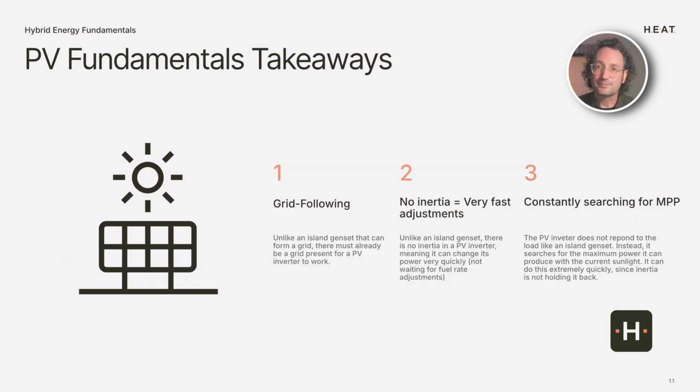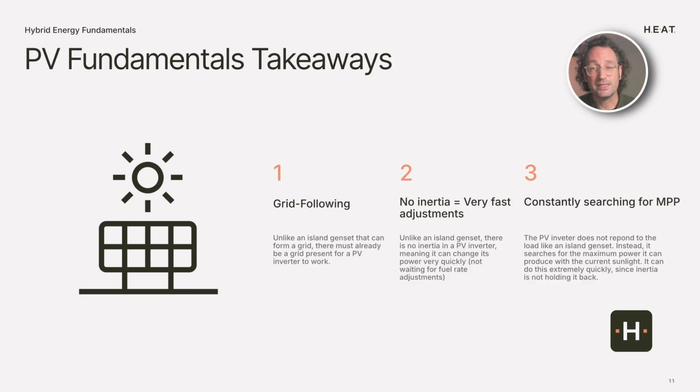And that's it. What I want you to take away from today's lesson on solar PV is number 1, solar PV tends to work in what's called grid following mode. Someone else has to be producing a grid in order for the inverter to work. Number 2, solar PV has no inertia. That means that it's extremely fast and it can change its power output extremely fast as well. And number 3, our solar PV inverter is constantly searching for the maximum power point in order to get the most out of the sunlight that is currently shining on the solar panels.